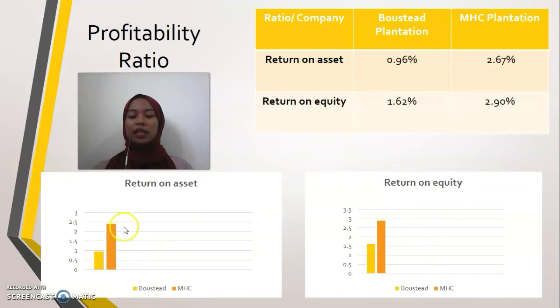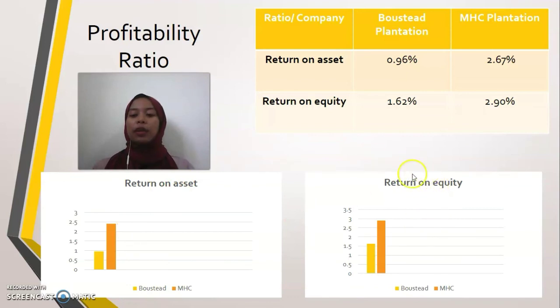2.67% of MHC net income is generated by their asset, while only 0.96% of Boston net income is generated by their asset. It shows that MHC plantation is more efficient than BPB in managing their asset to generate income. So, next is the return on equity.